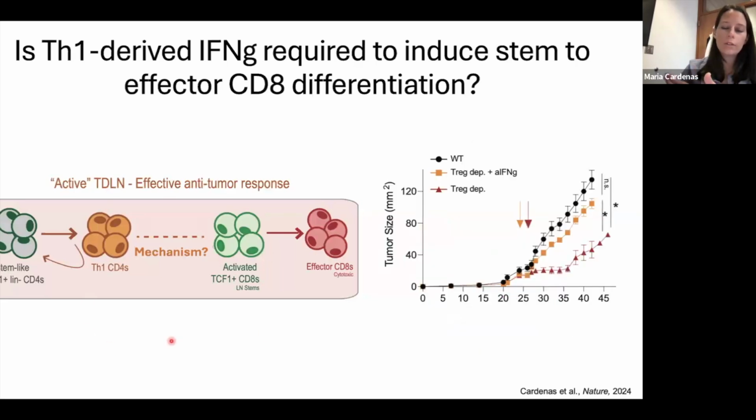And so we did a very crude analysis to see if this hypothesis might be true. We blocked systemically interferon gamma in the presence of diphtheria toxin. So we selectively deplete Tregs and block interferon gamma, or just selectively deplete Tregs. And as you can tell here, just by blocking systemically interferon gamma, this was sufficient to completely abrogate the beneficial anti-tumor response. And so you could argue here that interferon gamma can target many, many different cells and has many functions in both innate and adaptive immunity.